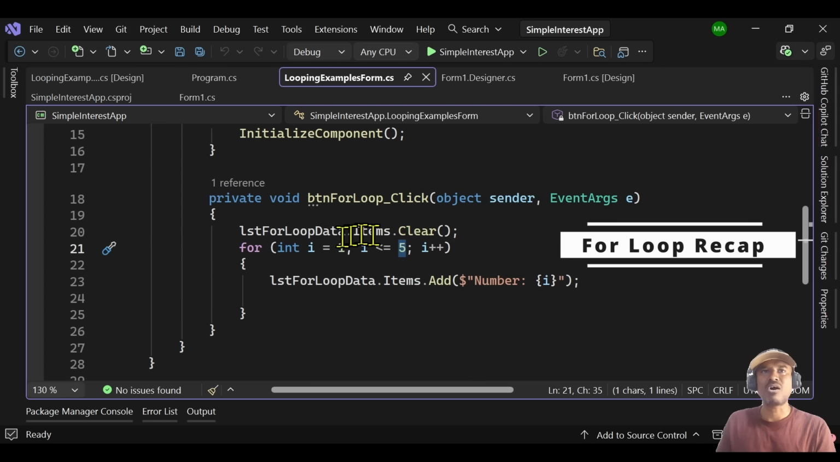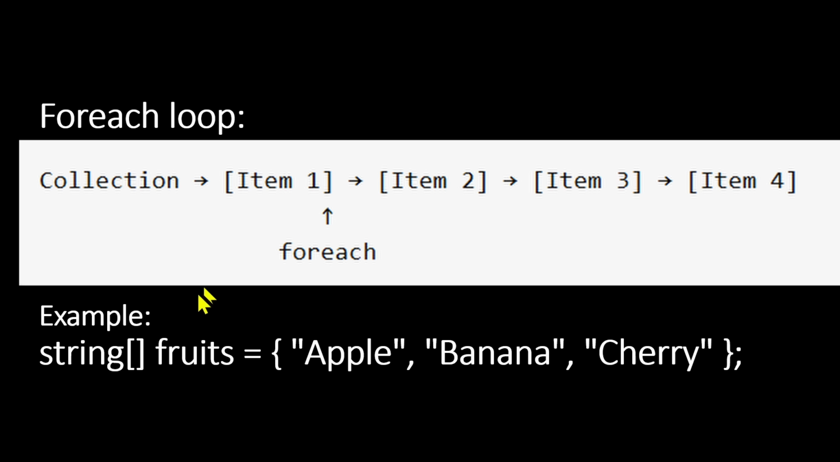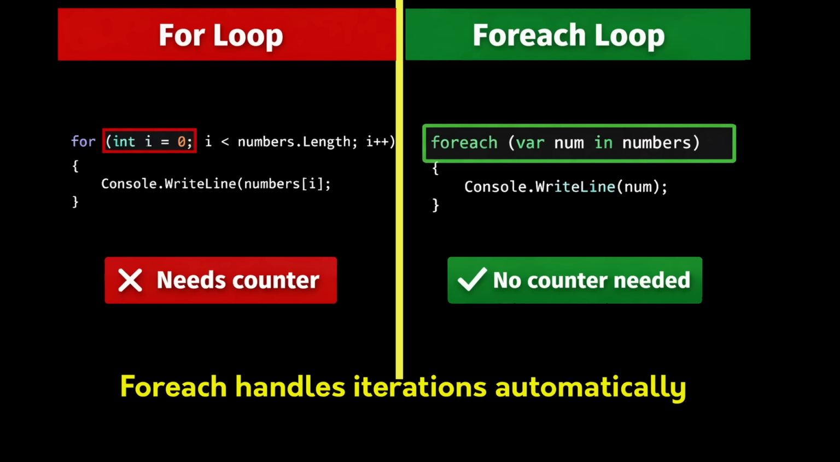What is the foreach loop? The foreach loop is a way to go through every item in a collection like arrays, lists, dictionaries, or even form controls in WinForms. So you don't need to manage counters like in a for loop.